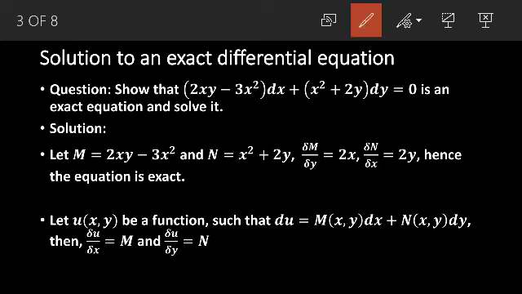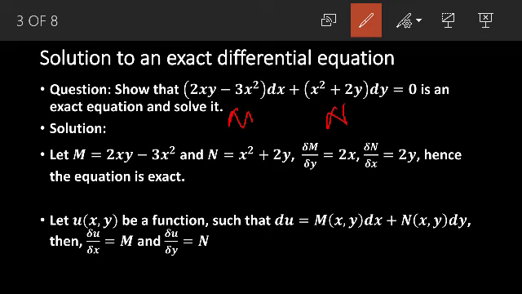We see the first question here. It says to show that (2xy - 3x^2)dx + (x^2 + 2y)dy = 0 is exact and to solve it. Remember our condition for being exact. We call this M, so our M is 2xy - 3x^2. We call this N, which is x^2 + 2y.